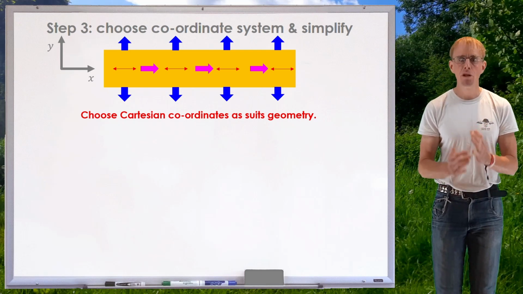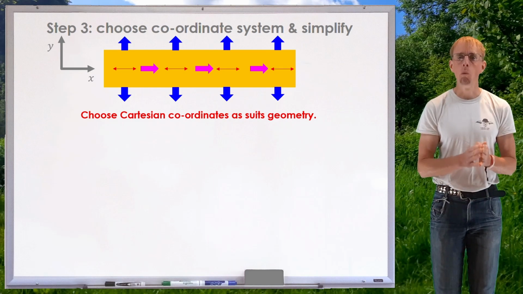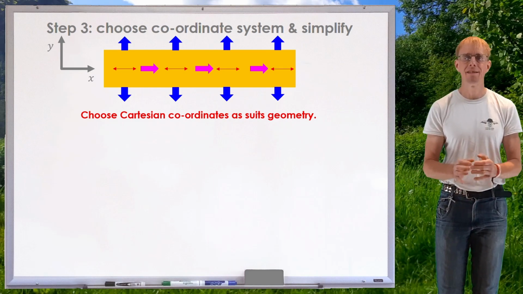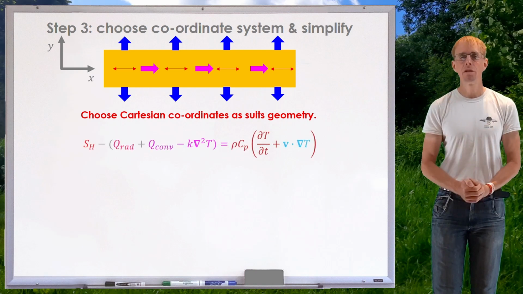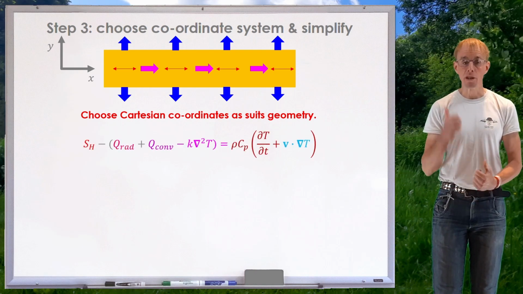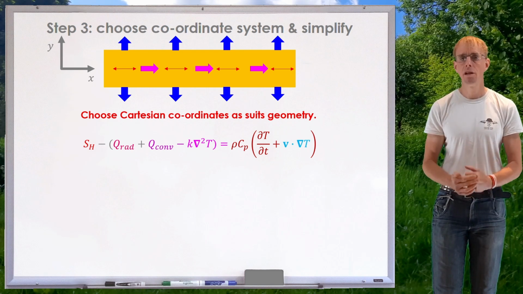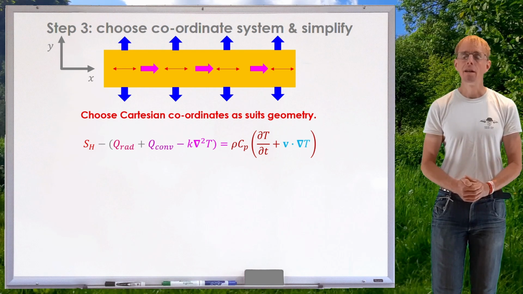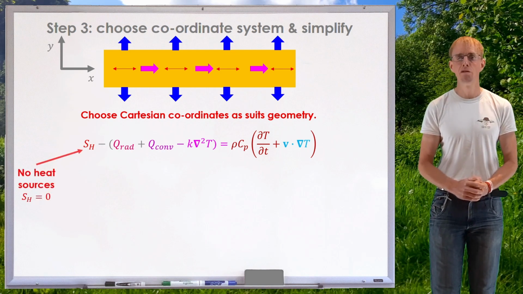Okay, so I'm choosing my Cartesian coordinate system, and I'm being strategic where I place my coordinate axes. Okay, so let's write out the vector form of the energy equation. There it is on the whiteboard. In minus out equals accumulation. Let's look at each of these terms in turn and see if we can justify removing them.